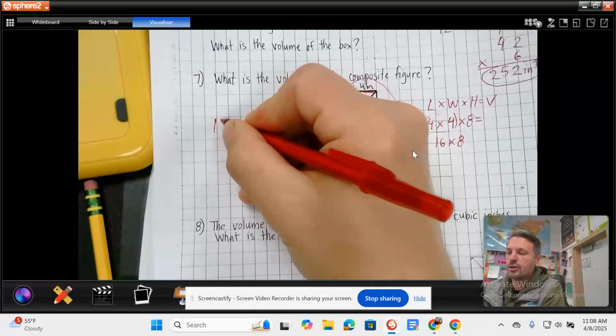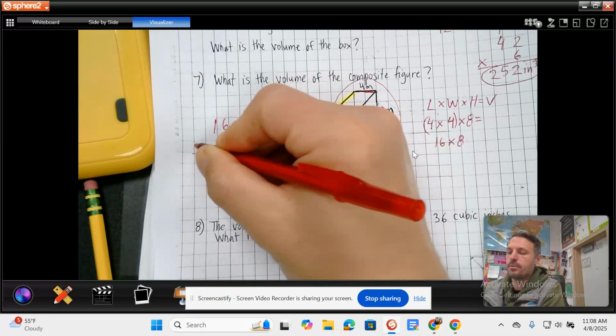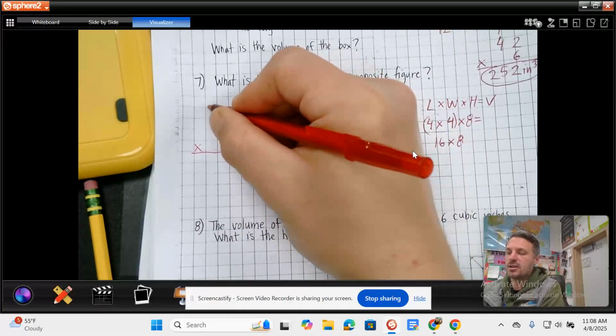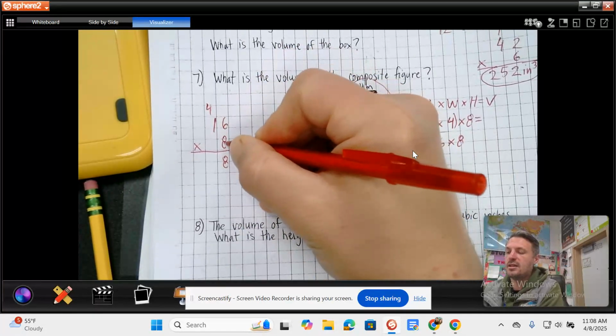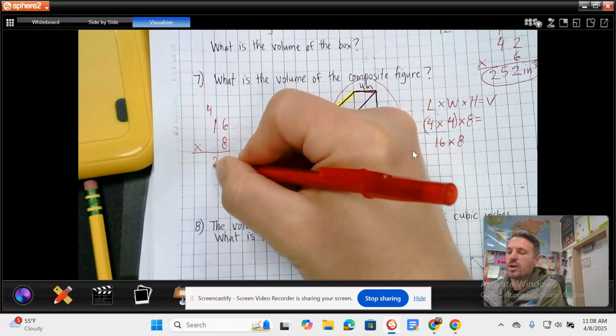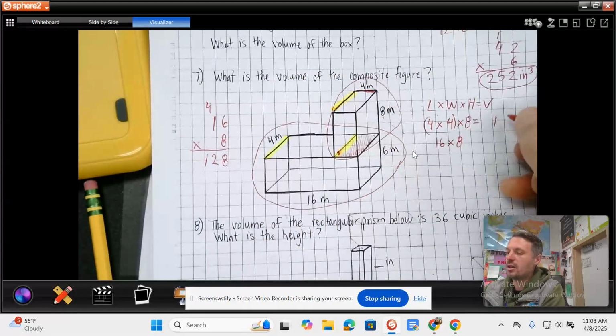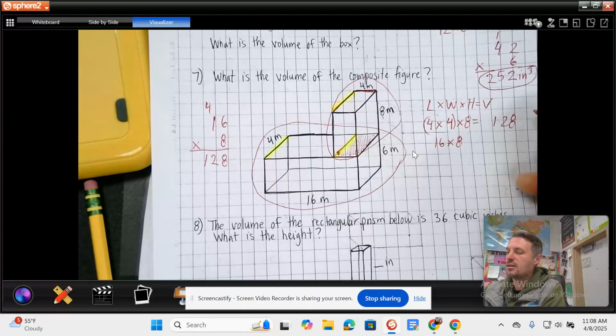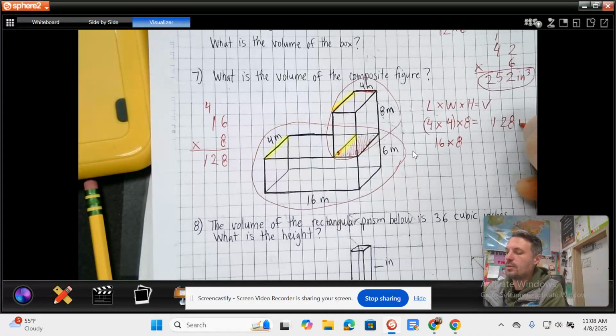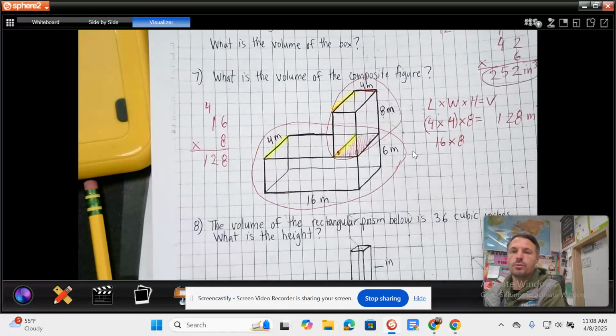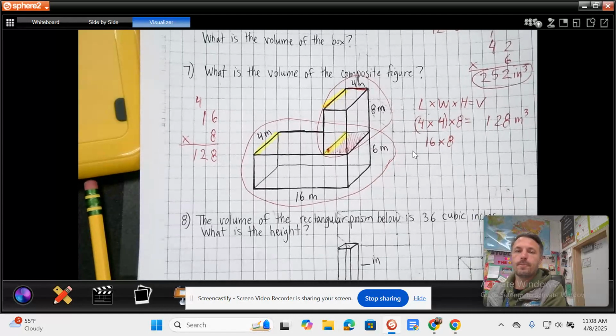Let's do that on the side over here using the standard algorithm. 8 times 6 is 48. 8 times 1 is 8, plus 4 is 12. So that's 128 meters cubed, or 128 cubic meters.